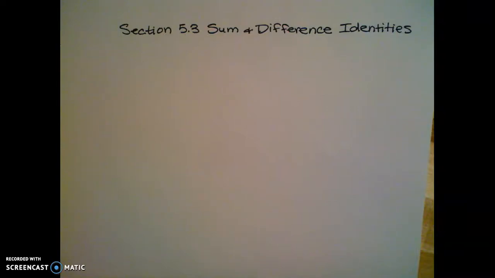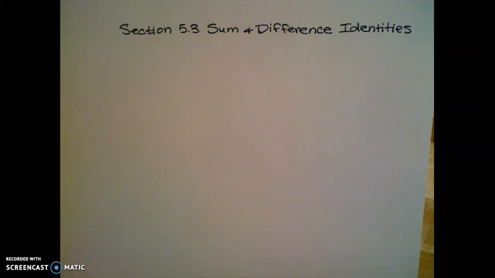All right, today we're talking about section 5.3. In section 5.3, we're introduced to some more identities. In an earlier section, you've got the Pythagorean identities, you got your odd and evens, among others. We had some quotients, etc.